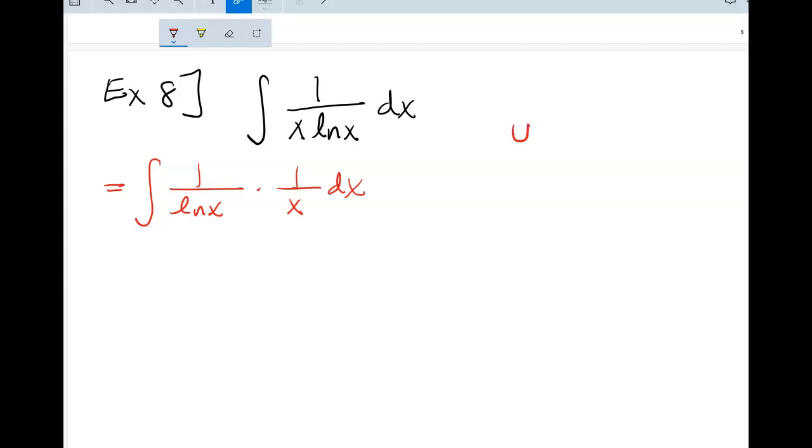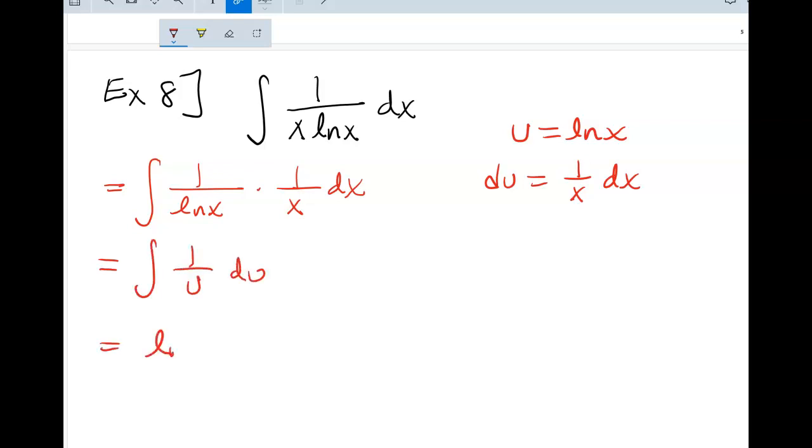We can see where this is going. U is equal to ln x, and du is equal to 1 over x dx, because 1 over x is the derivative of ln x. So this just becomes a 1 over u du. The antiderivative of 1 over u is the natural log of the absolute value of u plus c. And then we just need to replace u with the natural log of x.